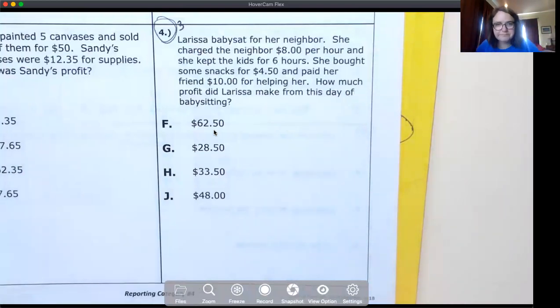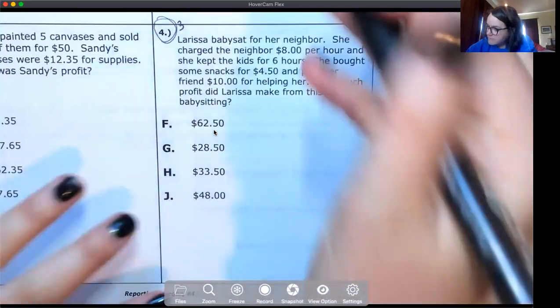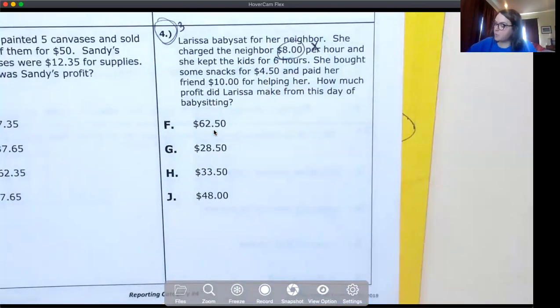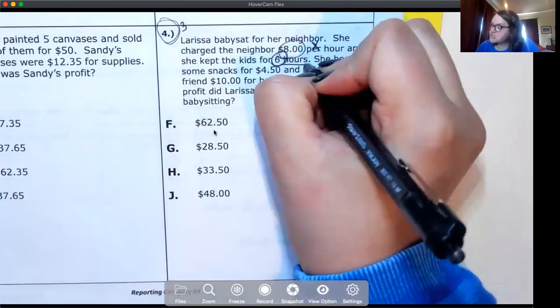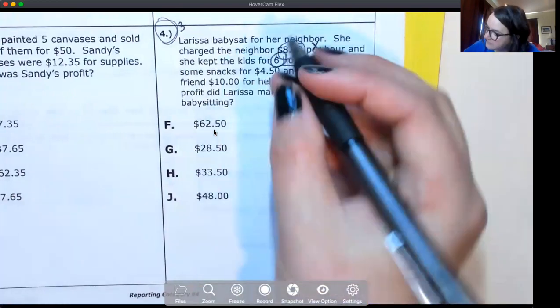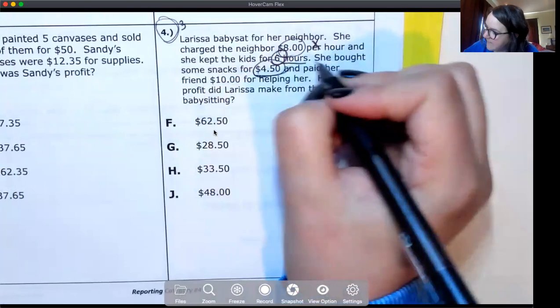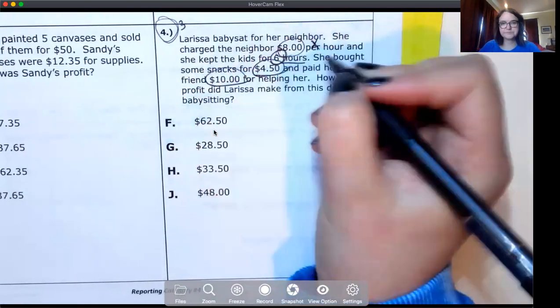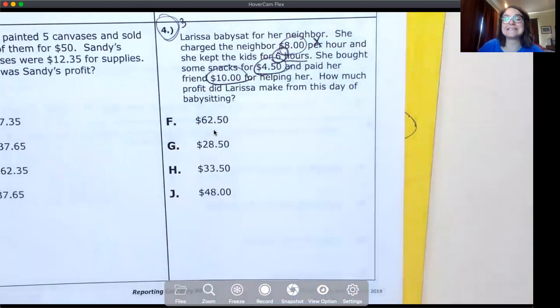Figure in that profit. Larissa babysat for her neighbor. She charged the neighbor $8 per hour, and she kept the kids for 6 hours. She bought some snacks for $4.50 and paid her friend $10 for helping her. So how much profit did Larissa make from this day of babysitting?